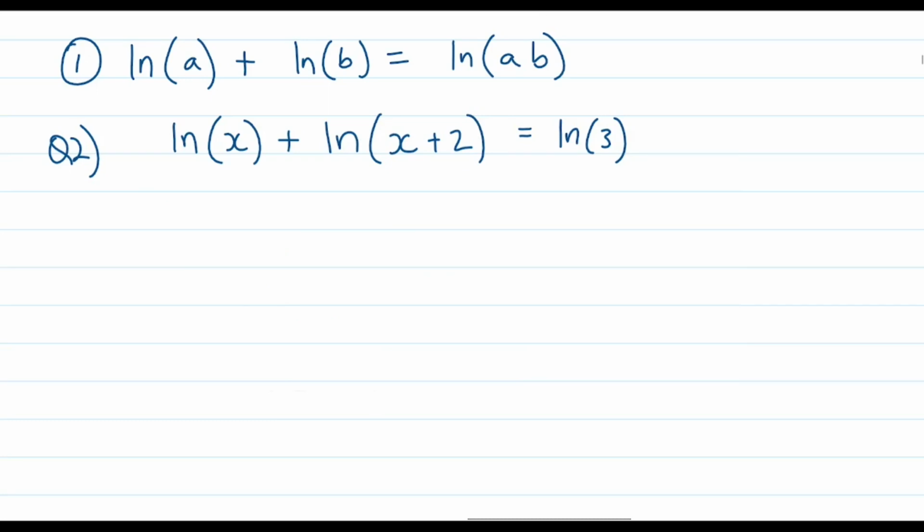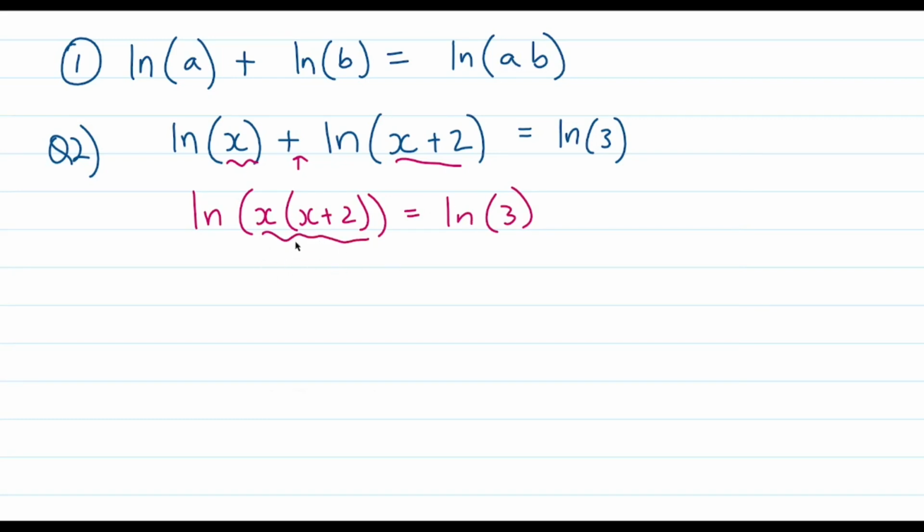Here's another question we could get. Now again, using the same rule, we can combine these brackets because we are adding them, and it becomes ln x times x plus 2 equals ln 3. And now, because we're doing ln on both sides, we can make the brackets equal each other, and expanding this, we're going to get x squared plus 2x equals 3, minusing 3 on both sides. We're going to get this.